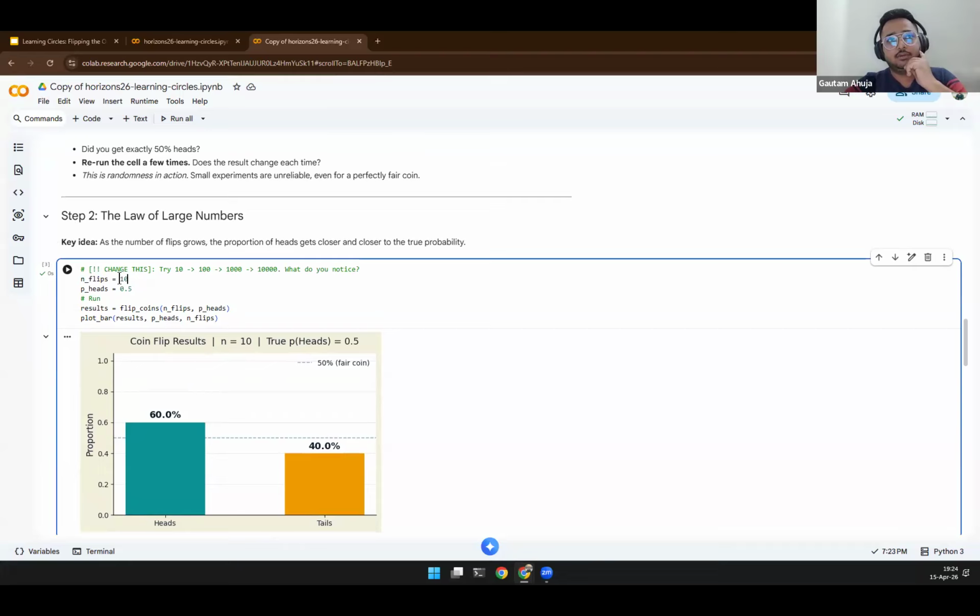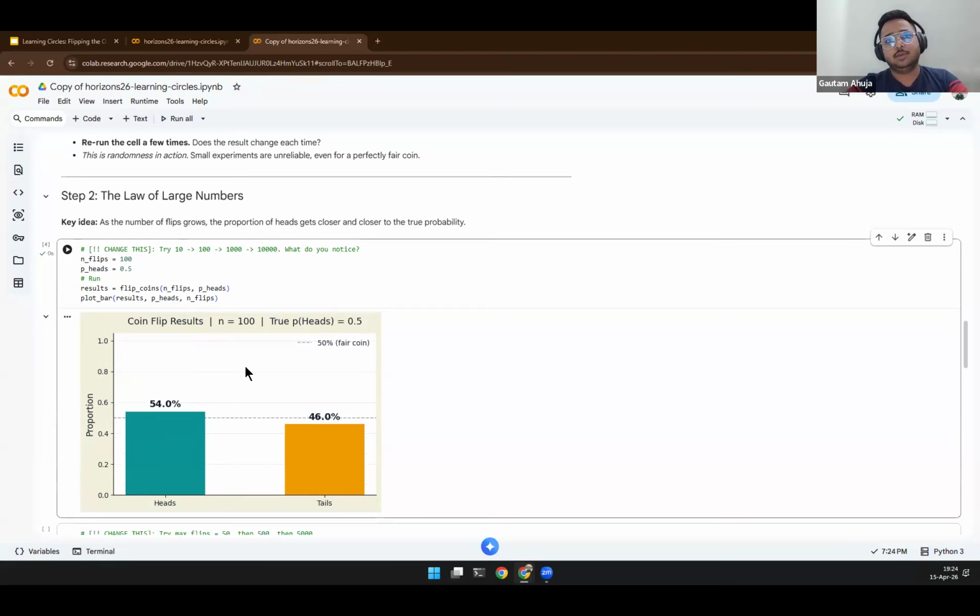So we can try it out by increasing this n flips, that is the number of flips that we are doing. So you can try it out yourself. Right now it's 10, then we can do 100. And if we do 100, let's see the probability. Oh, we can see that the heads is coming down and the tails is going a little bit up. So we are getting close to that 50% line.